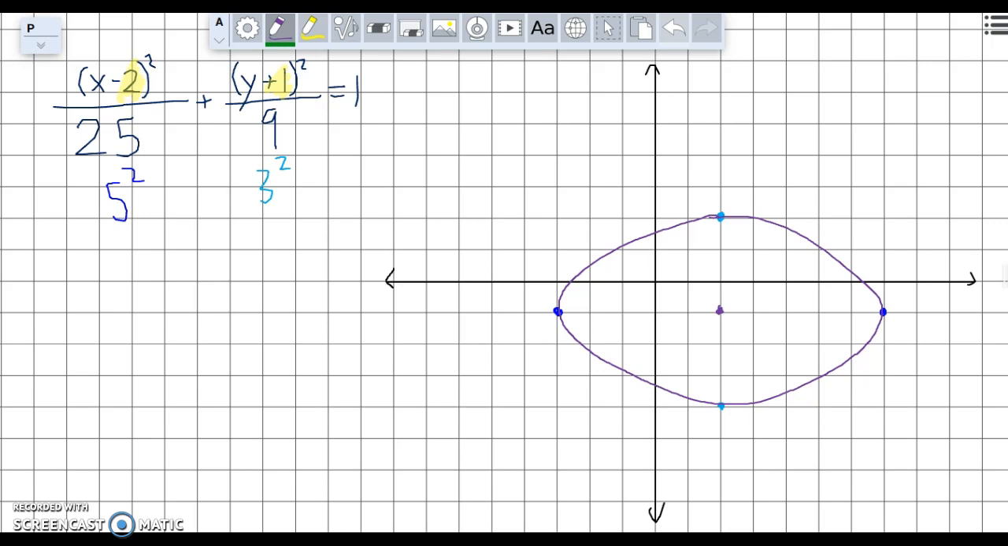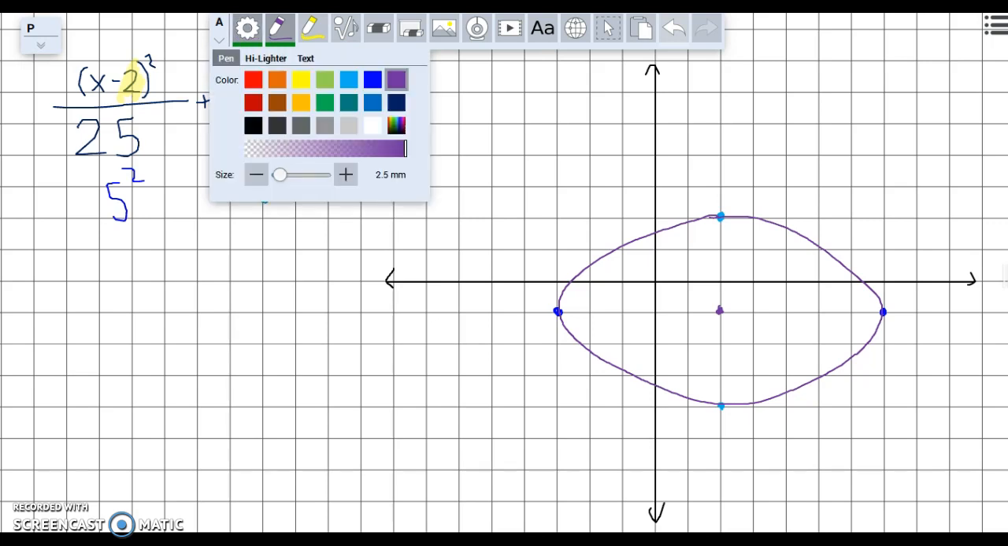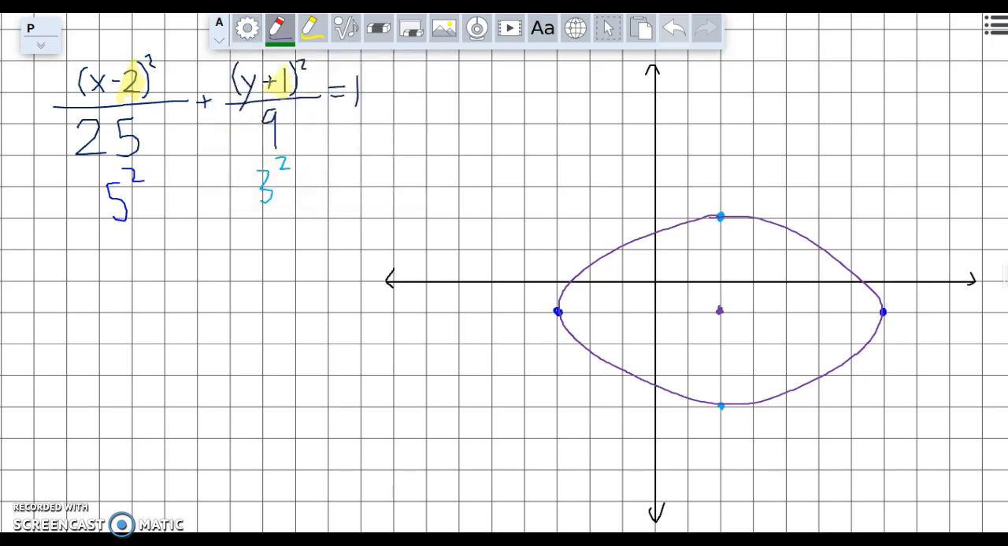After these, I'm going to draw my focus. My focus I'm going to find by first finding the focal length using the not Pythagorean theorem. I'm going to find the focal length using a squared minus b squared equals c squared, which looks a lot like the Pythagorean theorem, but isn't. A squared and b squared are the numbers in the denominators. A squared is the bigger one, b squared is the smaller one. A is 5, b is 3, but that doesn't matter.